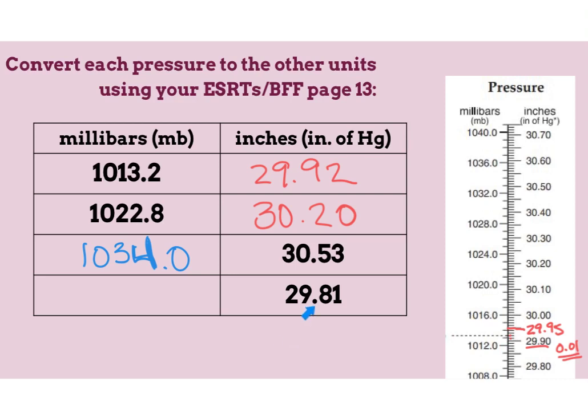This is 29.81. Down here, this is 29.80. So 29.81 is the line right above that. And if I follow that straight across, it kind of looks like it's halfway between this line here and this line here. And if this is 1008, this is 1009, 1010. So it's probably halfway between, which would be 1009.5, just like that. Okay. So hopefully that helps you out with the converting of the pressures.